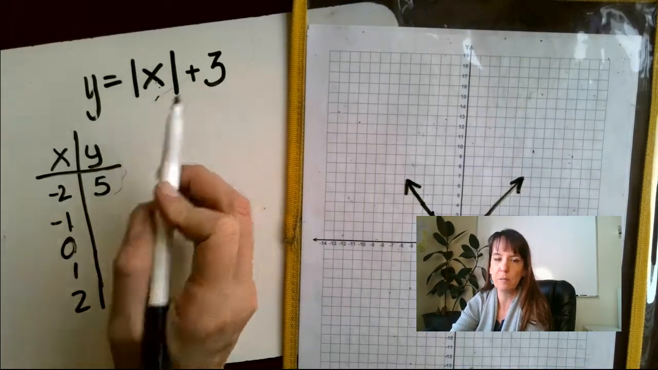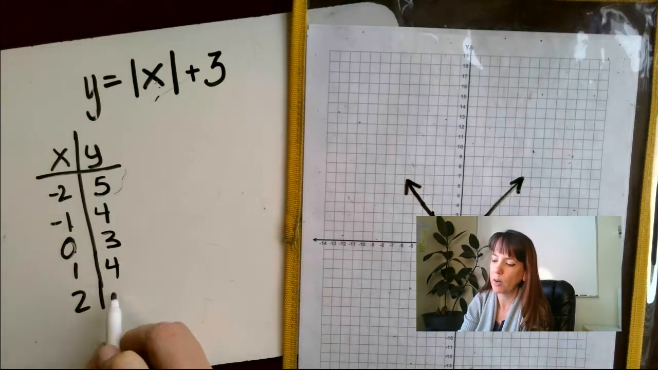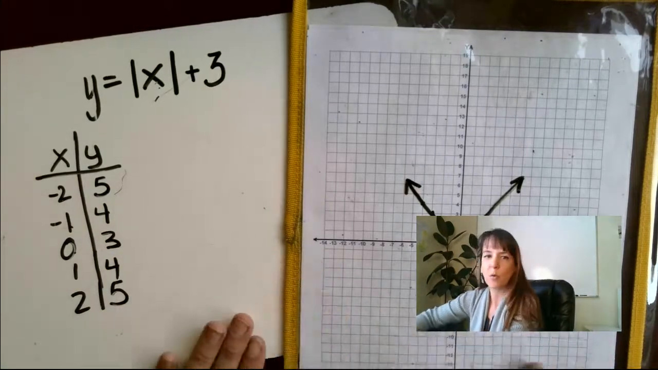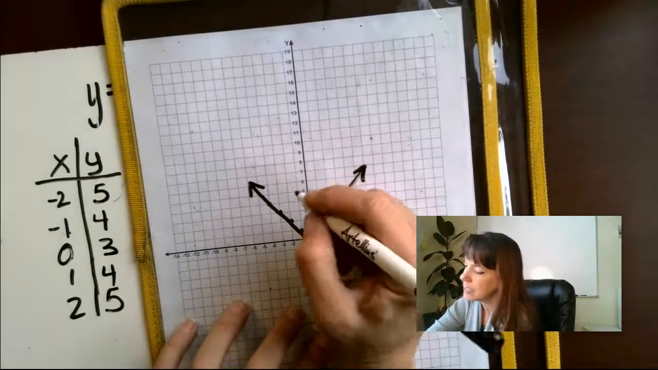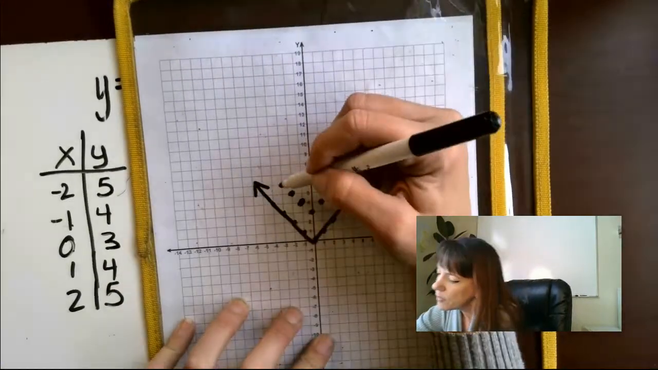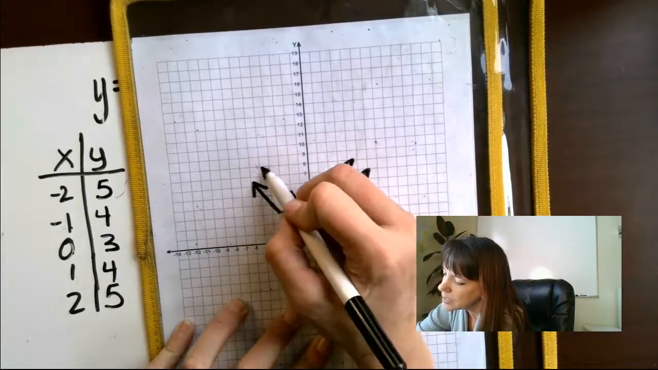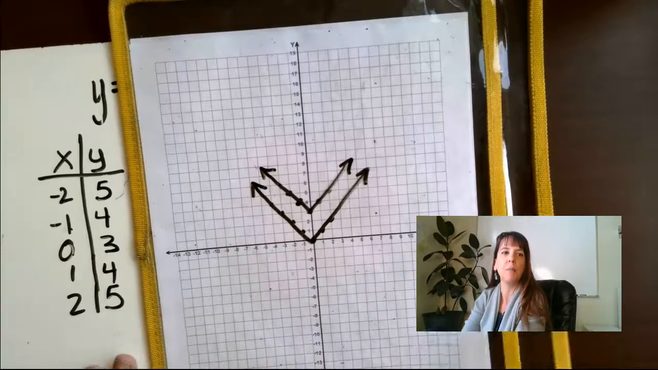-1, that's going to be 1 plus 3 is 4. 0 plus 3 is 3. 1 is 4. And this is 5. So again, we're going to have this exact same graph, but it's going to go up here and look like this. So we've got that basic parent graph here, and it looks like this. However, it's been moved up three.